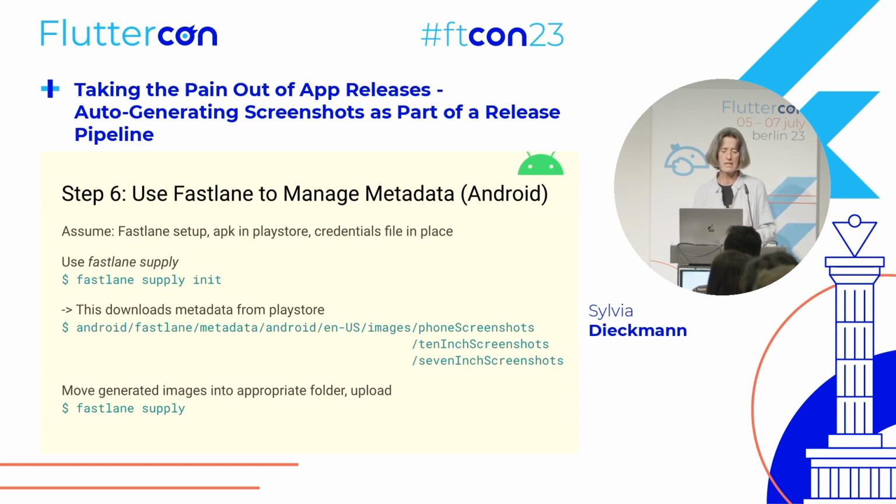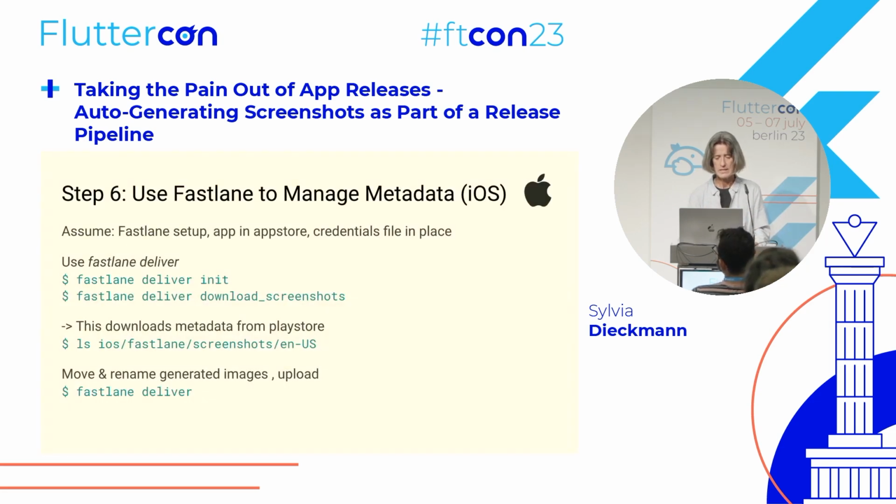So on the Android side, you can use Fastlane Supply. When you init it, it automatically downloads all the metadata. It puts the images, the screenshots into different directories, names them 1, 2, 3, 4, 6, and you have them in your local repo. And from there on, you can use my technique to generate new images, put them in the same directory, and use Fastlane Supply again to upload them. So it's a nice way, I think, to interact with the system.